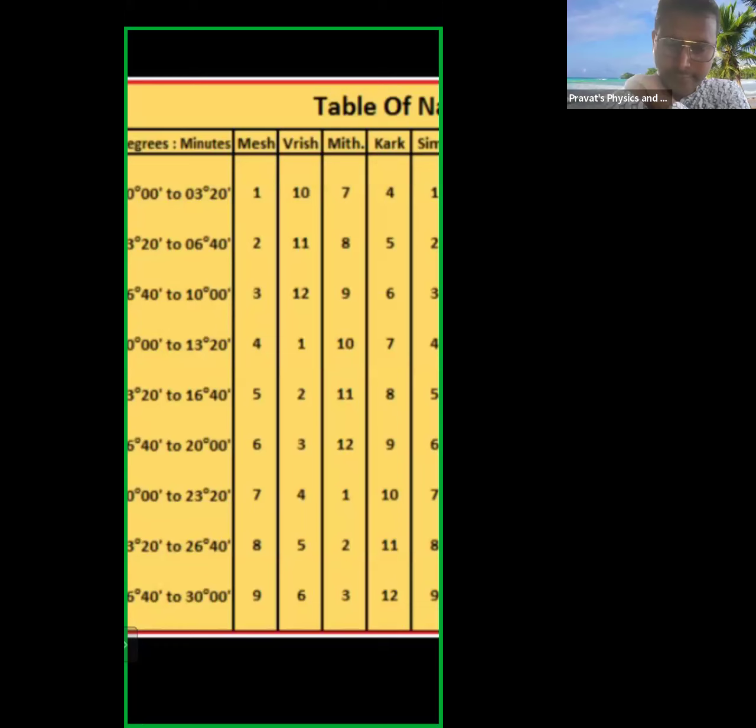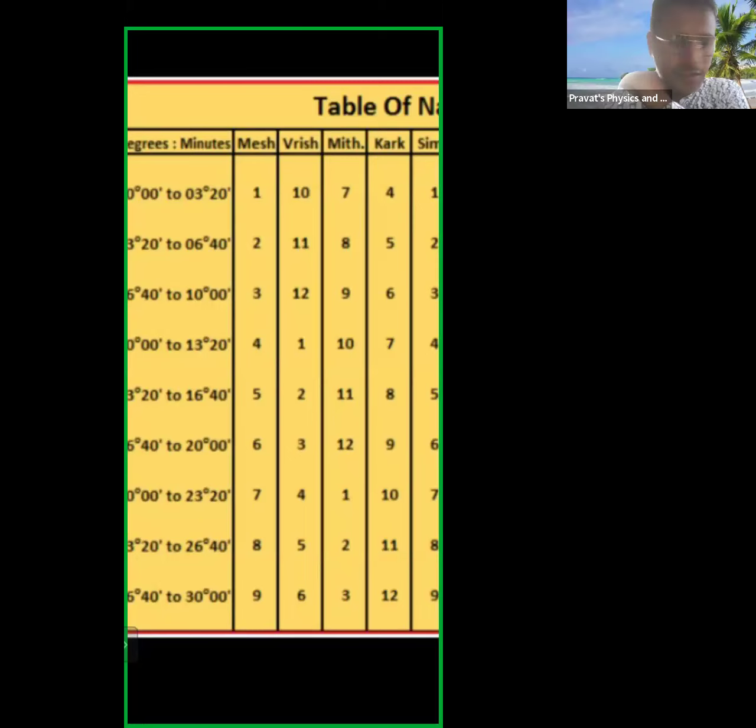So now tell me, if a particular planet is at 21 degrees in the Aries sign, then to which sign will it fall in the D9 chart? Let me repeat the question again. A planet is at 21 degrees in the Aries sign in your D1 chart. Clear?